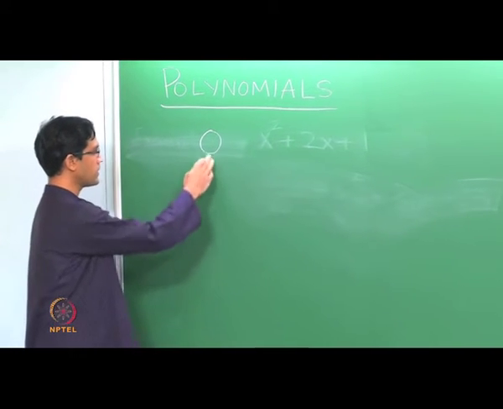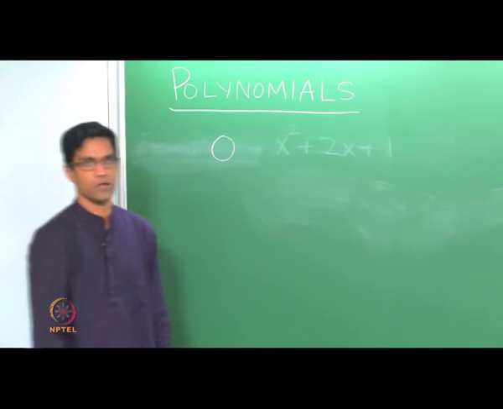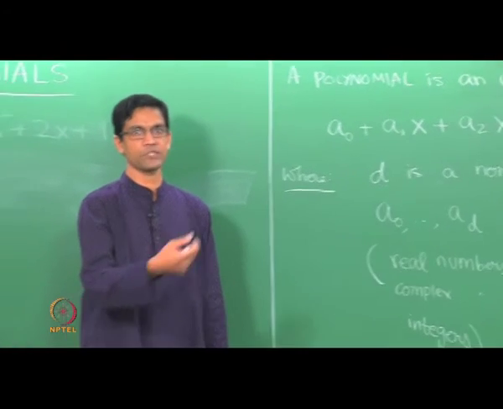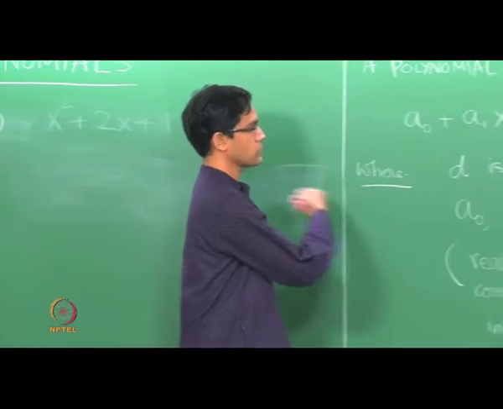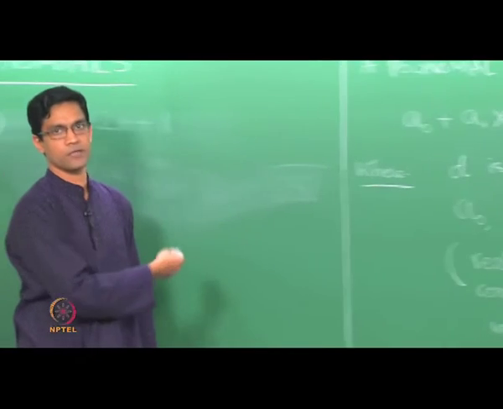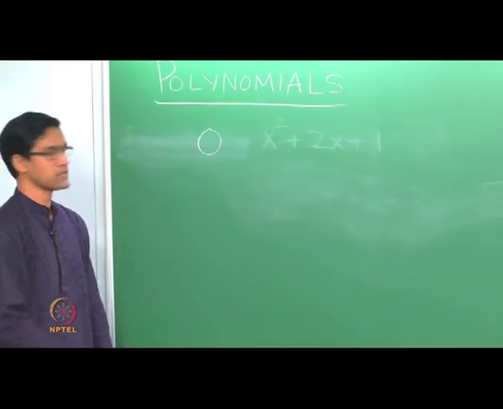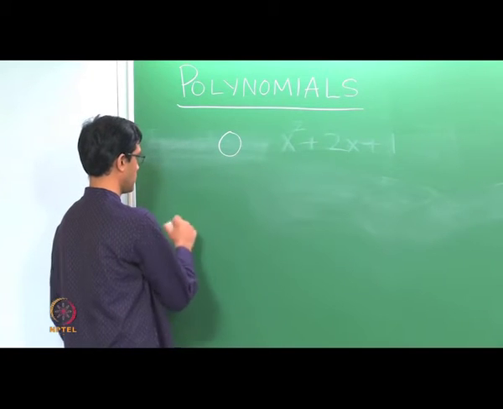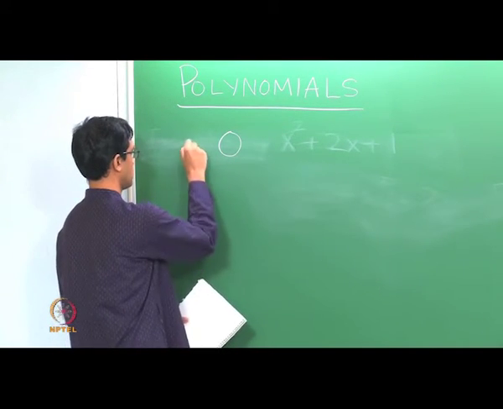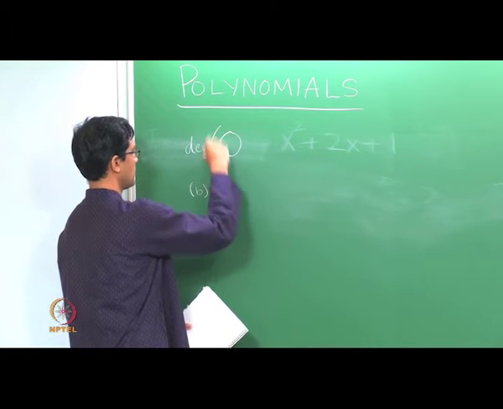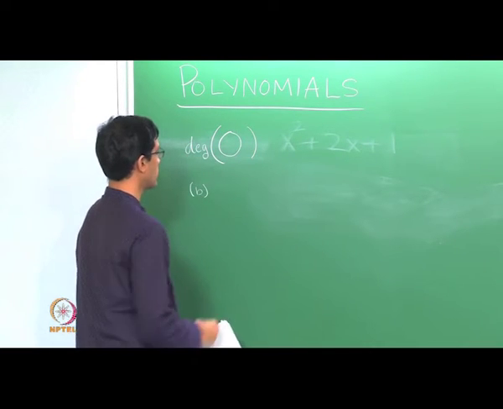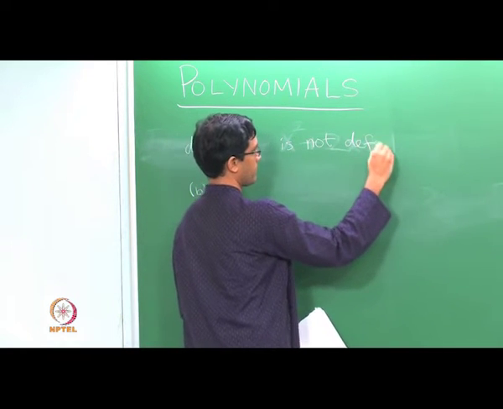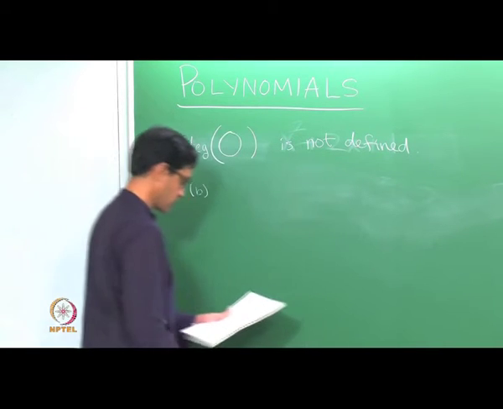So in this case the degree is not really defined, because remember the degree was supposed to be the largest power of x which appears with a non-zero coefficient. Since no power of x really appears in the 0 polynomial, you do not define the degree for it. So this guy does not have a degree. Here is another way of saying this: deg of 0 is not defined. You only define degree for non-zero polynomials.